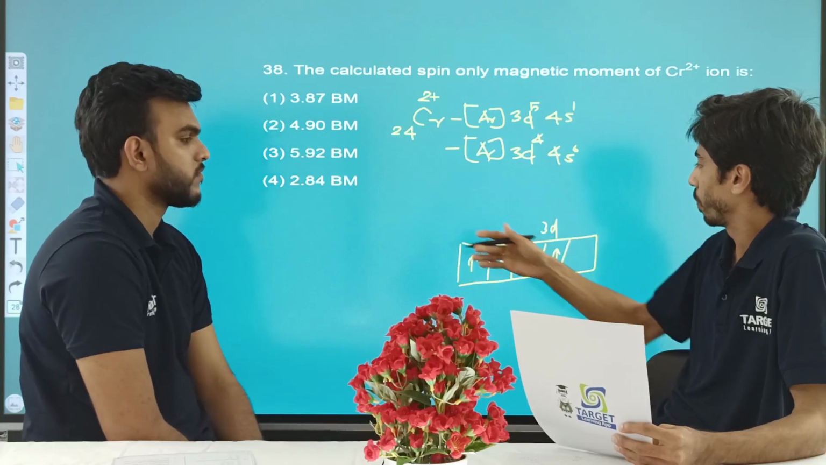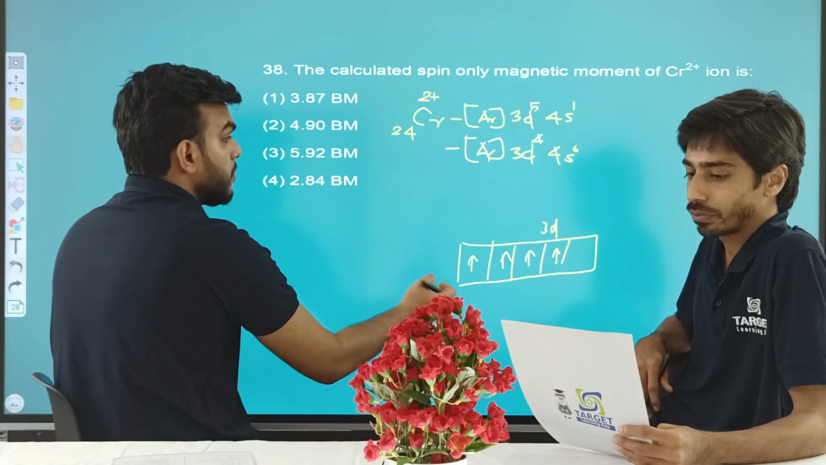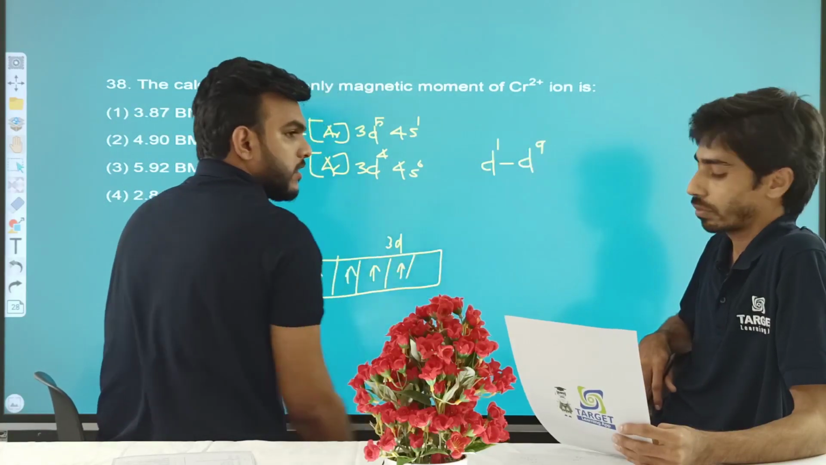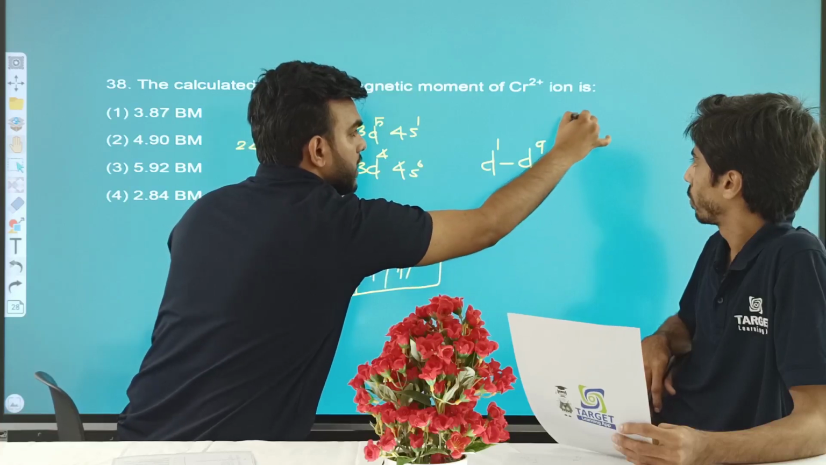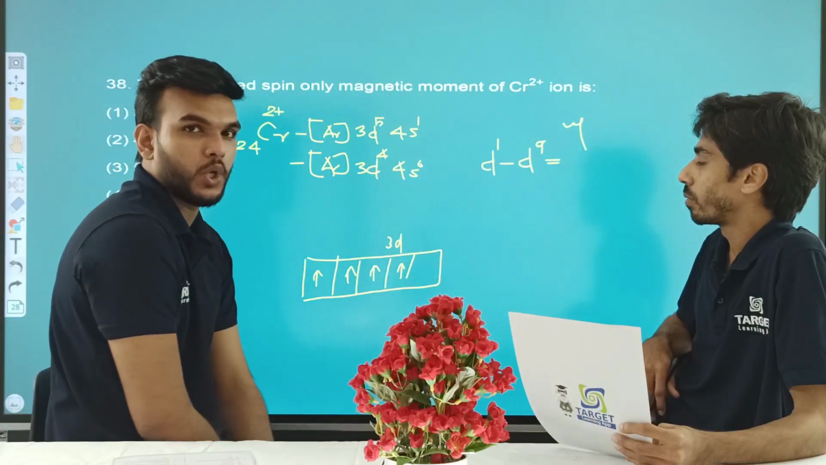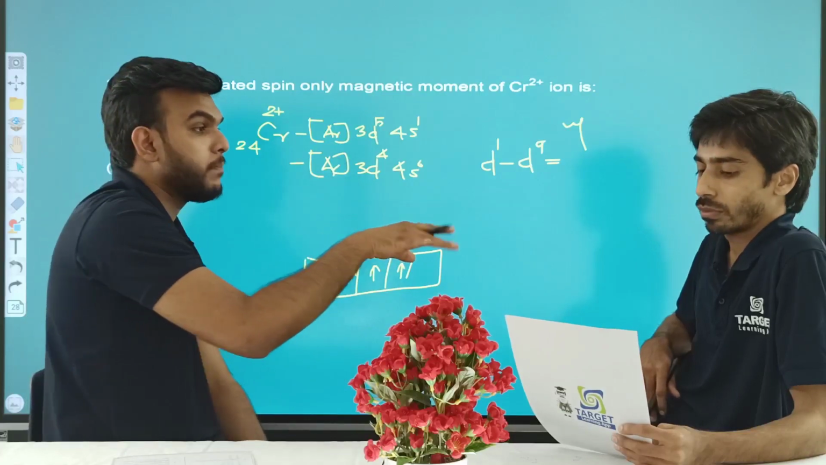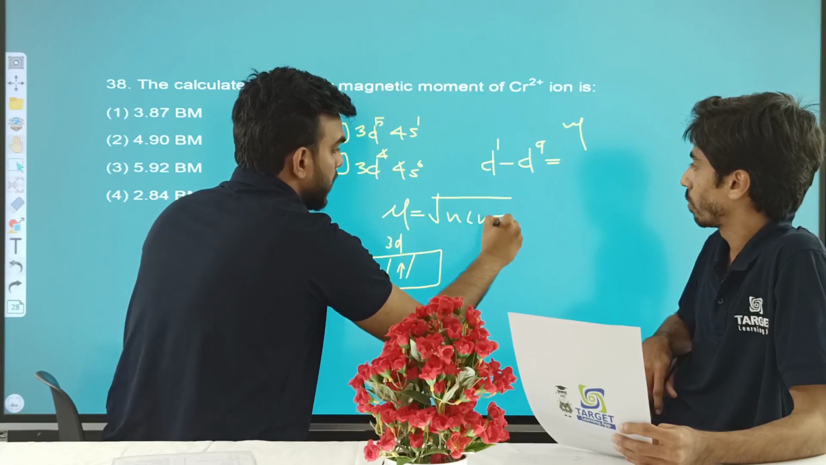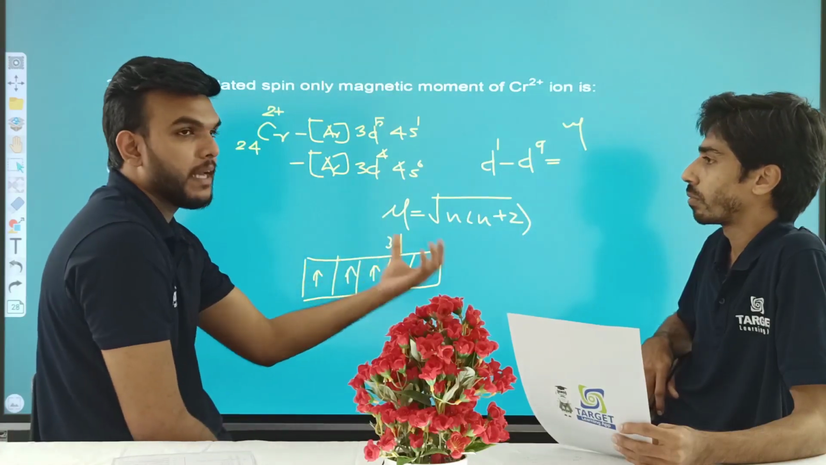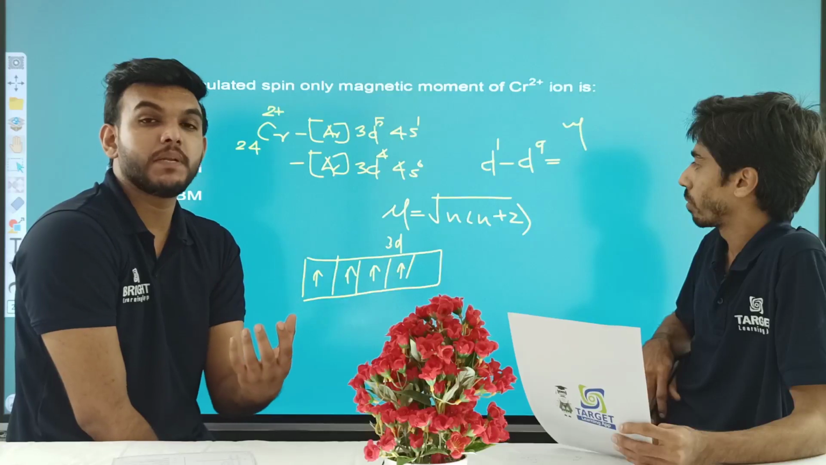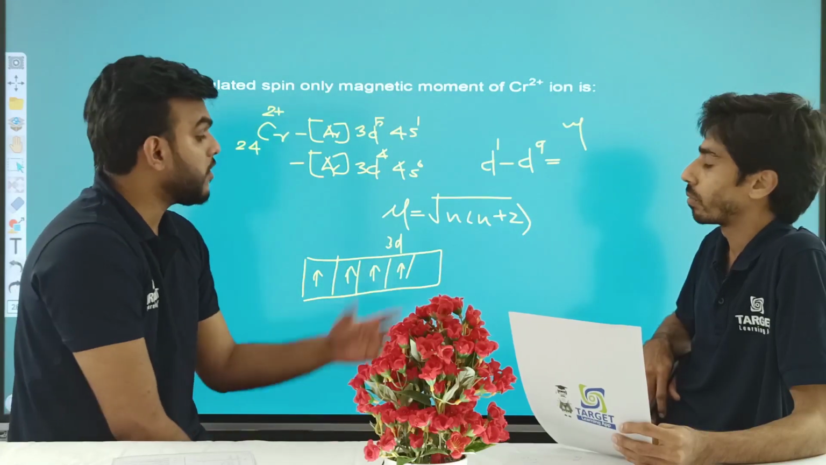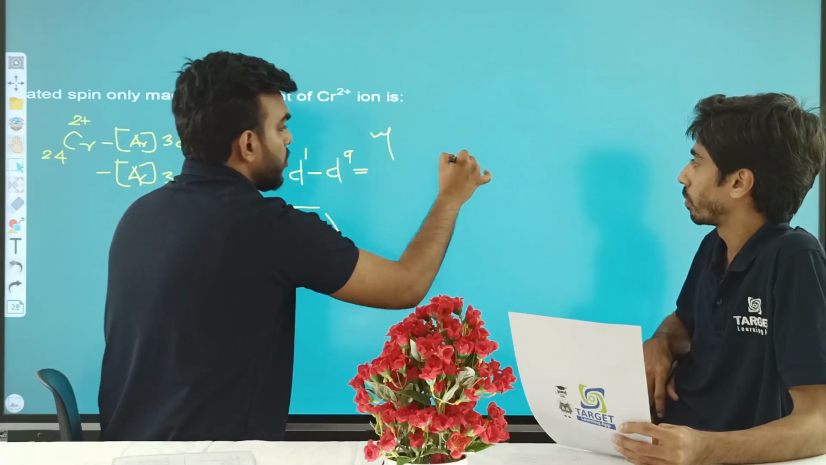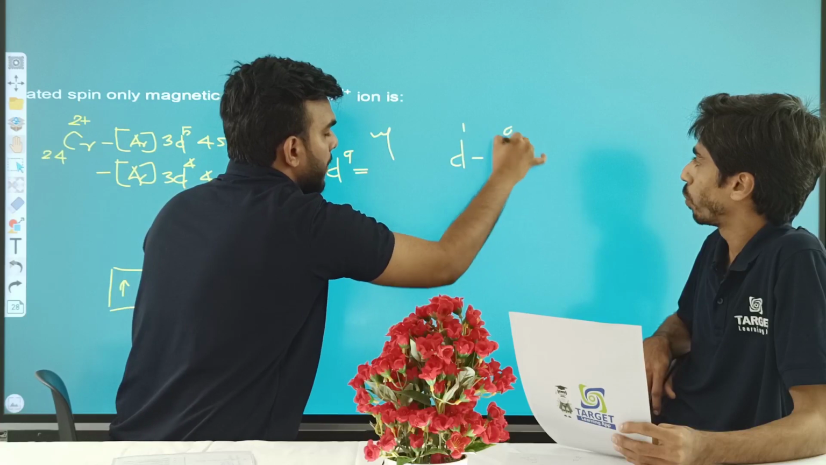See here, I can give a simple concept. If the magnetic moment is expressed in Bohr magneton, mu is equal to root of n into n plus 2. That's the equation, and this is known as the magnetic moment, expressed in Bohr magneton. For my students, I am using a simple concept here.